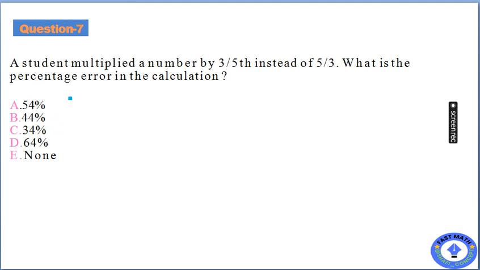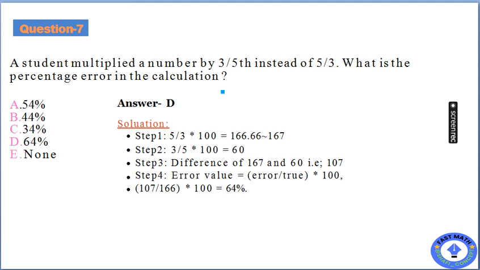A student multiplied a number by 3/5 instead of 5/3. Actually, he was told by the teacher to multiply a number with 5/3, but due to a mistake he multiplied it with 3/5. What is the percentage error in the calculation? In this, there are two methods. The first method is conventional, so that you have a better idea. You consider 100 as the total actual number.